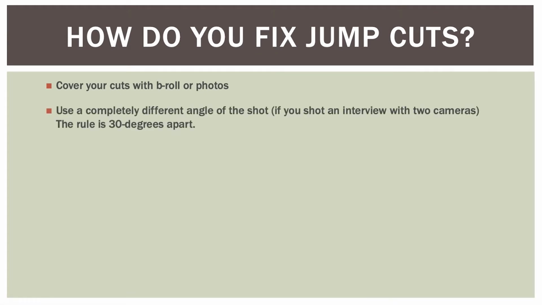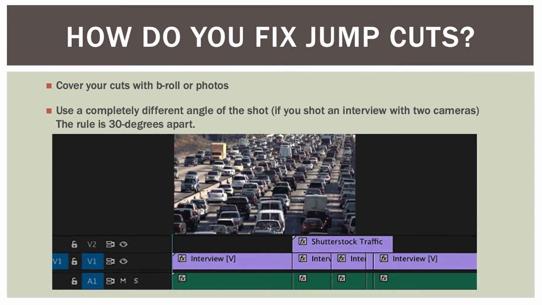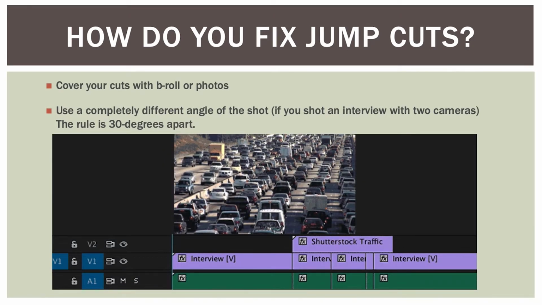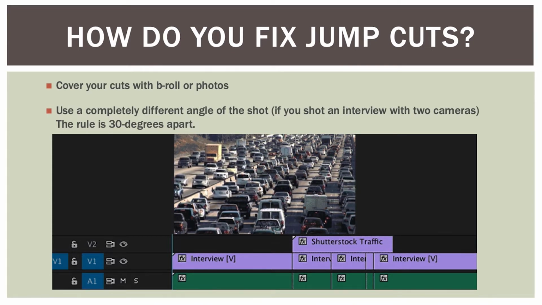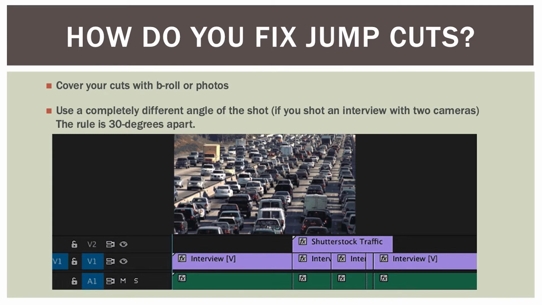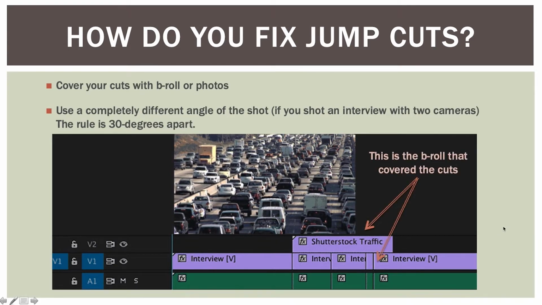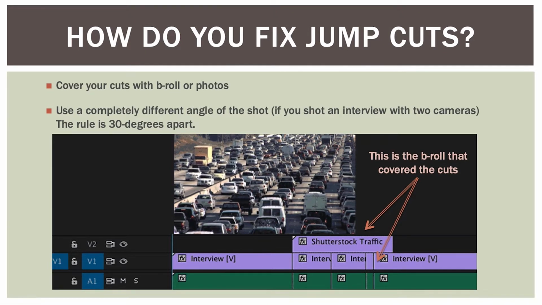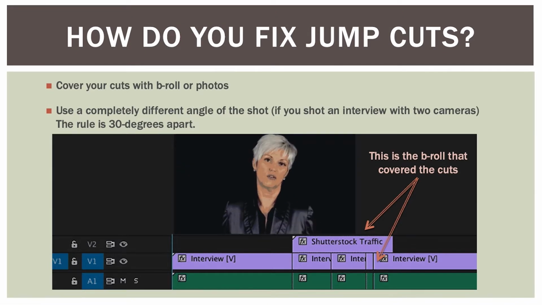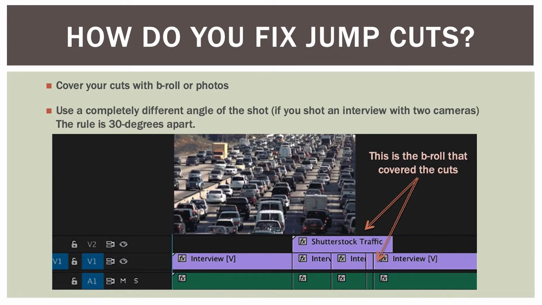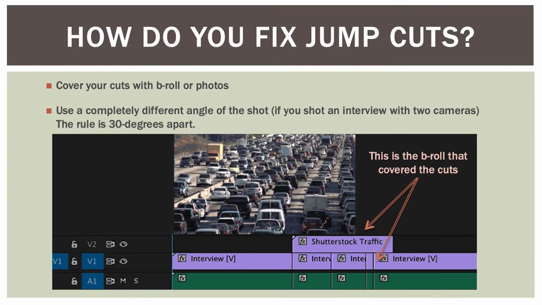So how do you fix jump cuts? You cover your cuts with B-roll or photos, or you use a completely different angle of the shot. So if you were shooting your interview with two cameras, so one's your regular shot and then one maybe on the side, then you can jump to that shot. But most of you guys only have one camera, so you can't really do that. But if you do have two cameras, the rule is that the two cameras need to be 30 degrees apart. So as you can see here, this is the B-roll that cover the cuts.